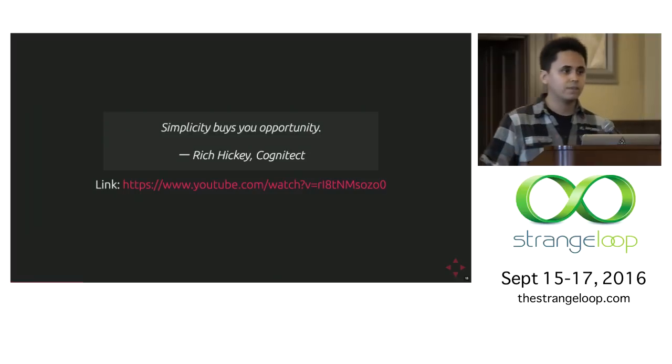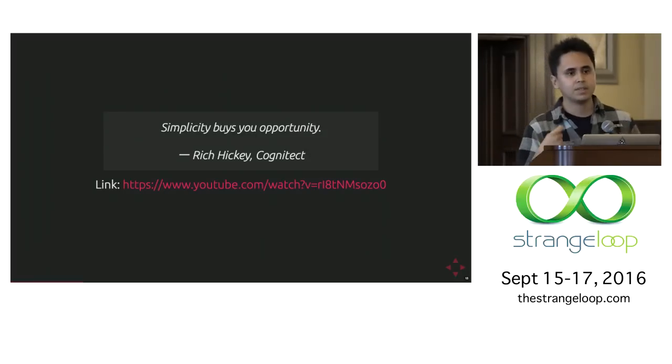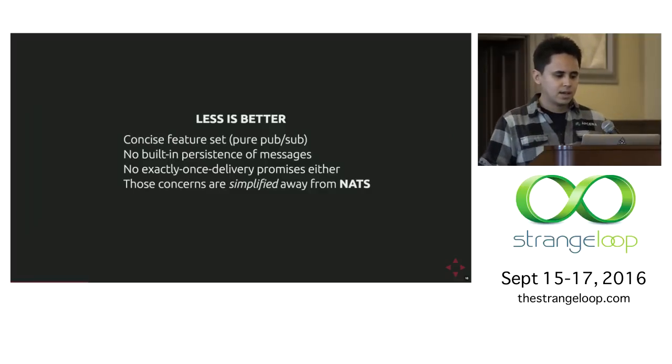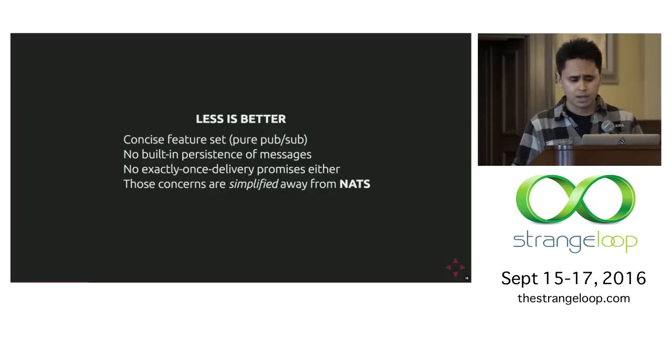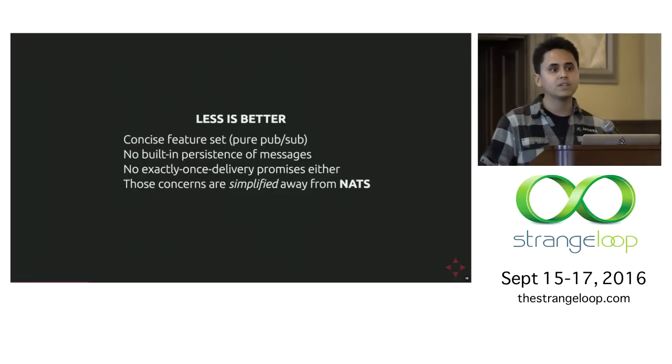And then he goes on to define something called architectural agility. By architectural agility, he means the agility you get by having a system that is fundamentally simple. And that type of agility dominates over any other type of agility. And how does NATS achieve simplicity? It does so by having a concise, strictly limited feature set.